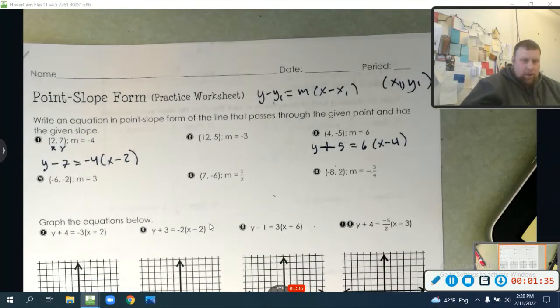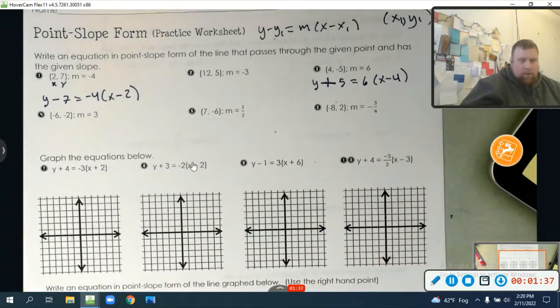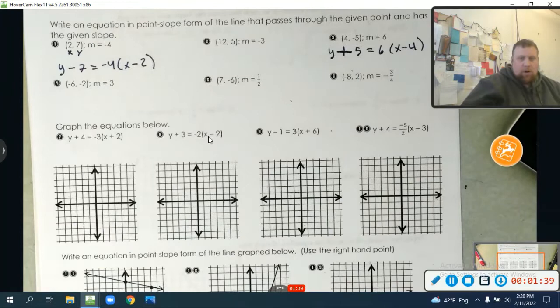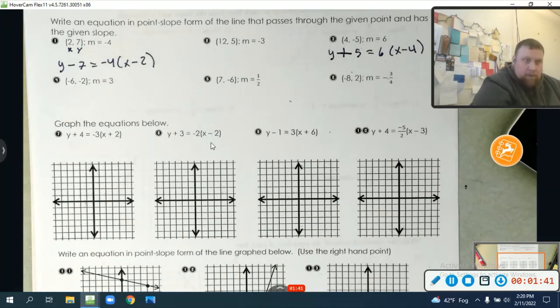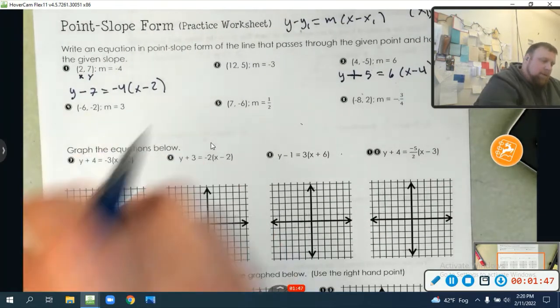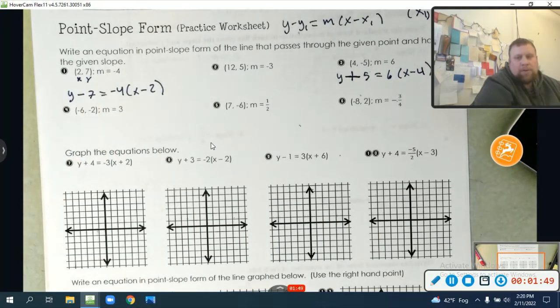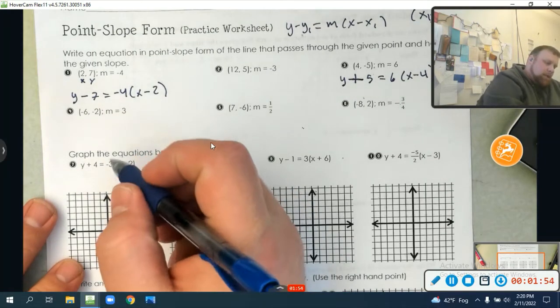All right, so let's go down here, take a look, see what we have. We need to graph the equations below. So these are all in point slope form, right? Which is really nice. Now, I'm going to go ahead and turn this into y equals mx plus b form. There's other things you can do, but that's what I'm going to do.